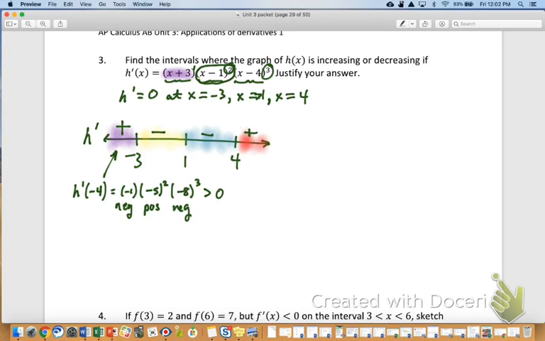So how do we wrap this up and justify our answer? I will say this. h of x is increasing on these intervals from -infinity to -3 and 4 to infinity.